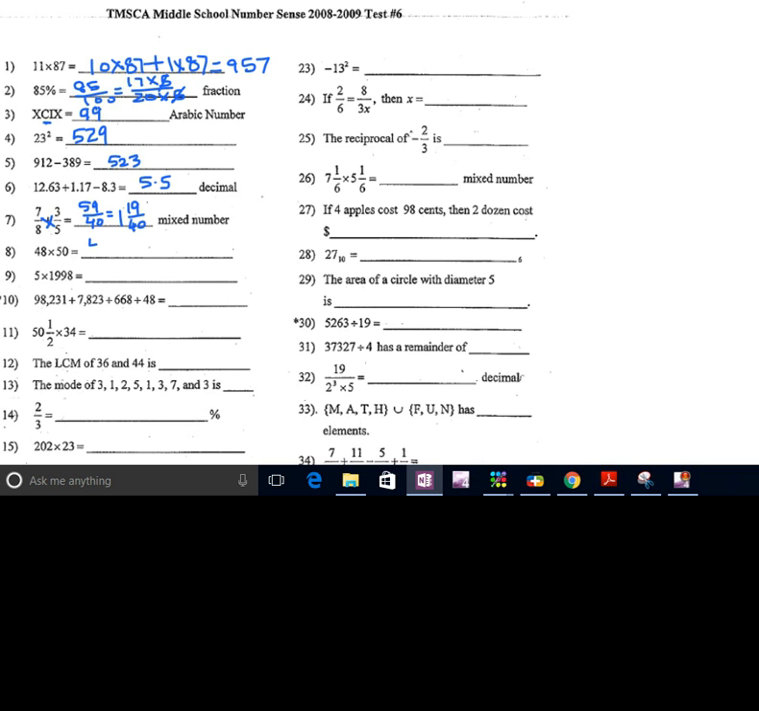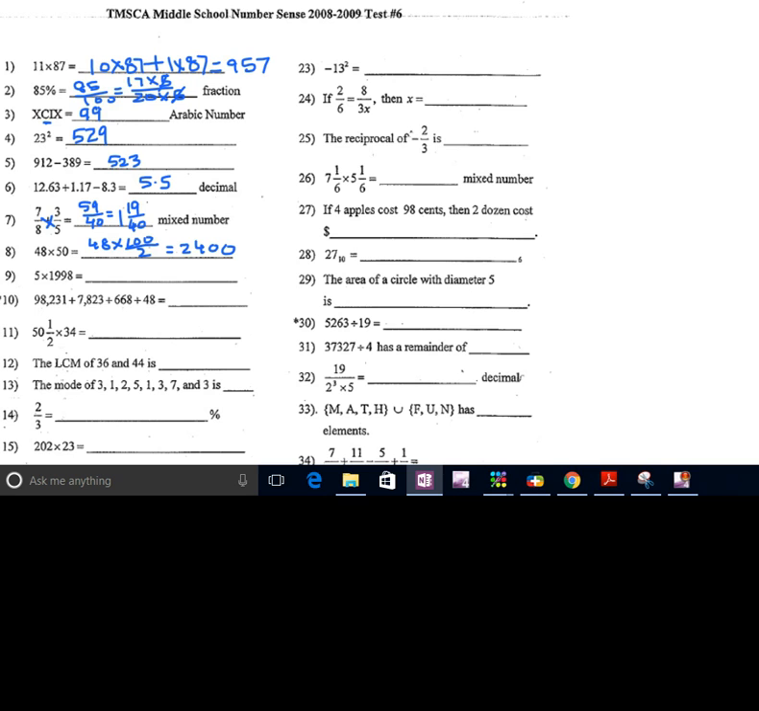What is 48 times 50? I would like you to think of this as 48 times 100 divided by 2. So 48 divided by 2 is 24. 24 times 100 is nothing but 2400. So that's the answer.